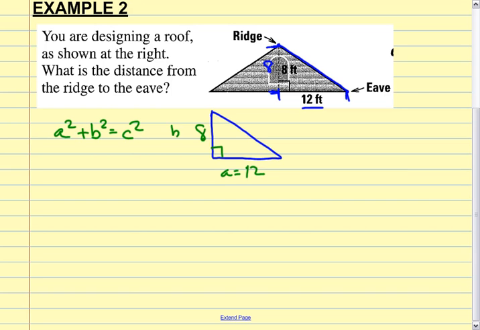B is 8. Okay, so where is C then? Where is C? Vivian? It's the one that's by itself. Yes. What do we call that? We'll have to do it on the next video. What do we call it, Daniel? The hypotenuse. Okay, let's pick it up on the next video.